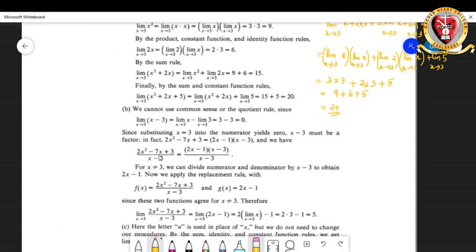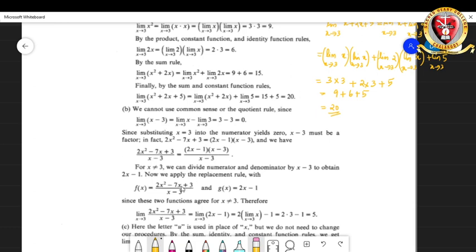So when we don't take x equal to 3, as we said earlier, you can factorize the numerator and cancel out x minus 3. When x is not equal to 3, then you get 2x minus 1, right? So with the replacement rule, you just take f of x equal to this and g of x equal to this. Since these functions agree for x not equal to 3, you can say that you can replace.